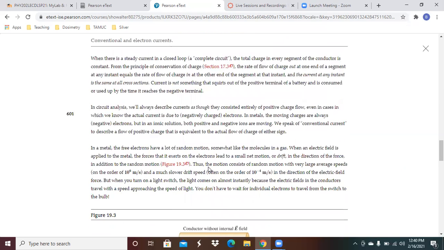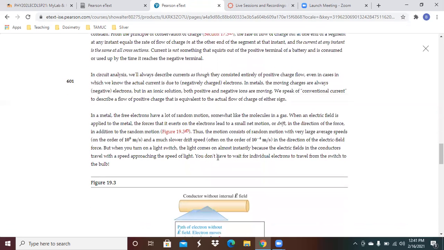When there's a steady current in a complete circuit, the total charge in every segment of the conductor is constant. From conservation of charge, the rate of flow of charge out at one end of a segment at any instant is going to be equal to the rate of flow in at the other side. The current at any instant is going to be the same at all cross sections. It's not like some sort of fluid that will squirt out of a positive terminal and then be consumed or used up. You can think of it as an excellent example of recycling to some extent.